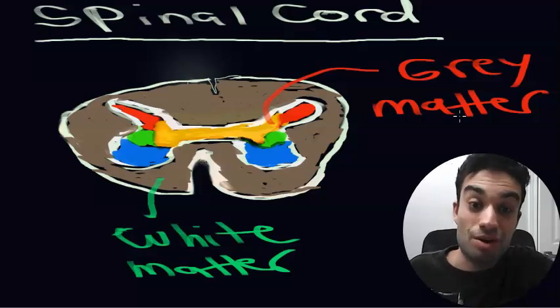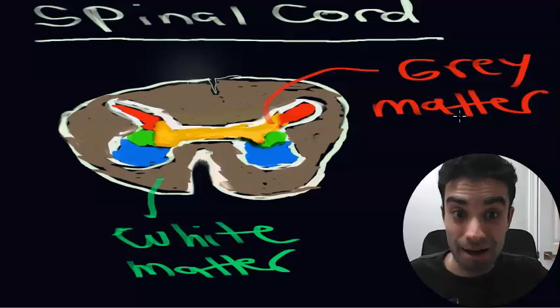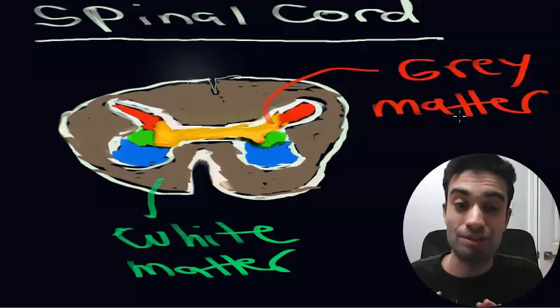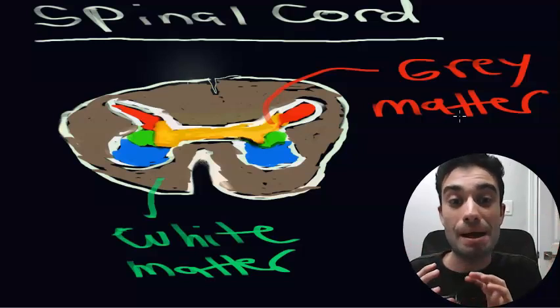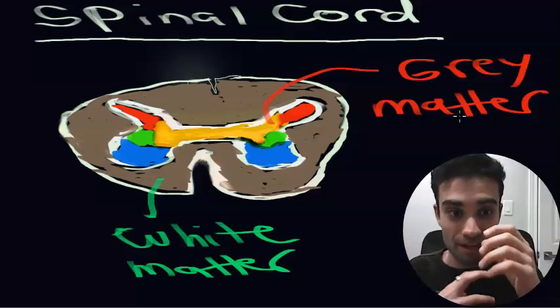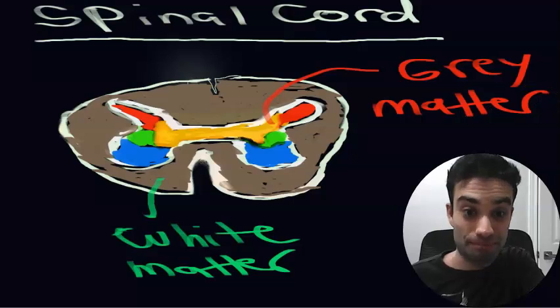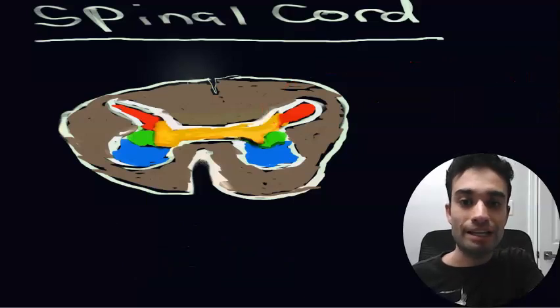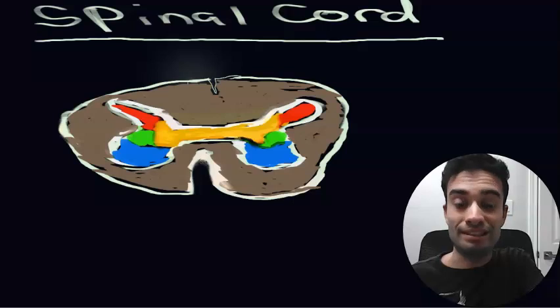In the brain, we had the gray matter making the cortex, the cerebral cortex, on the outside, and we had the white matter on the inside. So the spinal cord anatomy is opposite to what we had in the brain. Now, let's look at the structure in a bit more detail.